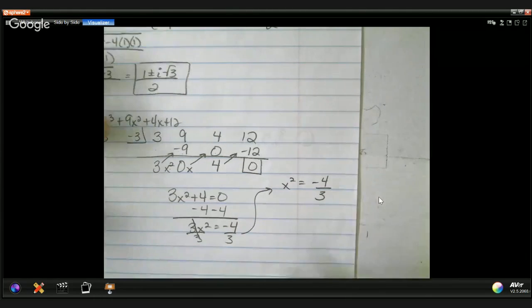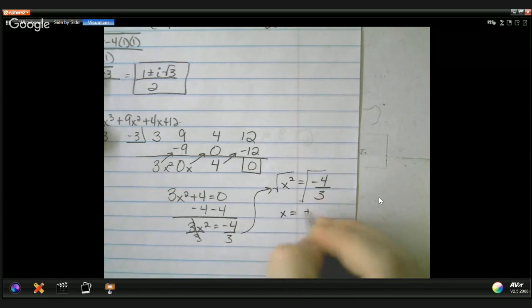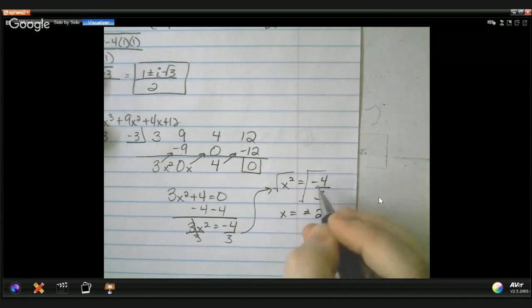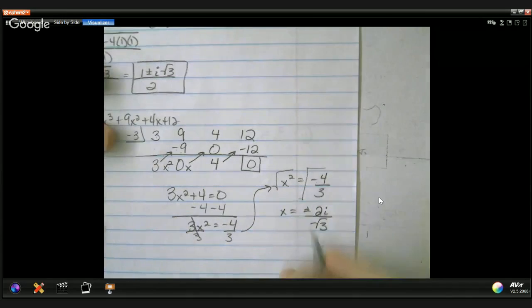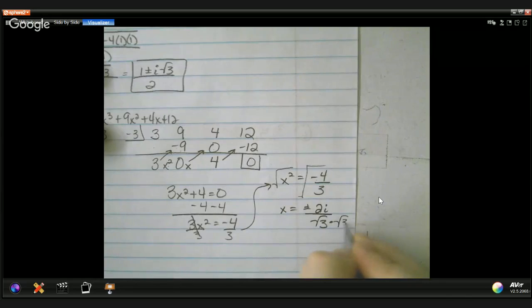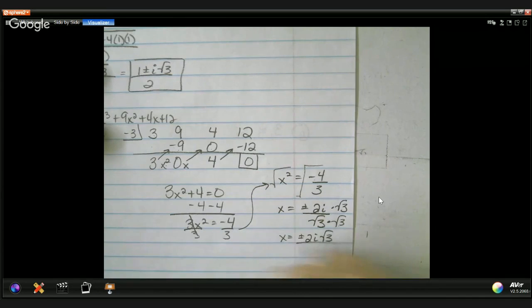Well, to get rid of a squared, you take the square root. So I get plus or minus 2i over the square root of 3, because the square root of -4 is 2i. And remember, you're not allowed to have a square root in the denominator, so we're going to do this last thing. I'm going to do that rationalizing thing where you need another one. And so now it's plus or minus 2i square root of 3 all over 3. It's that answer and the original answer we found, which was -3.